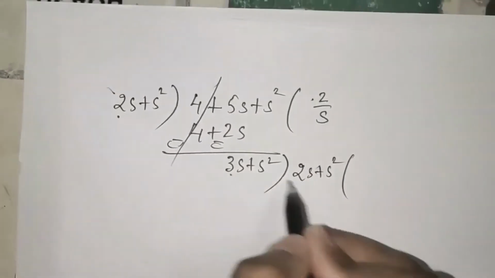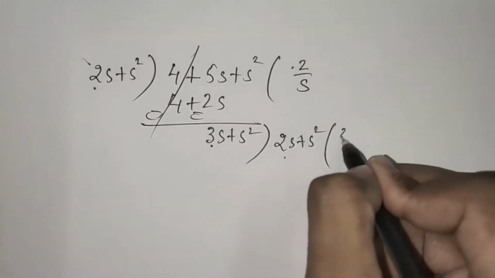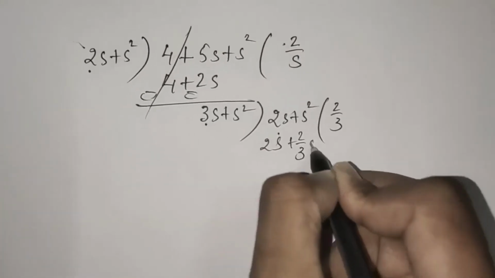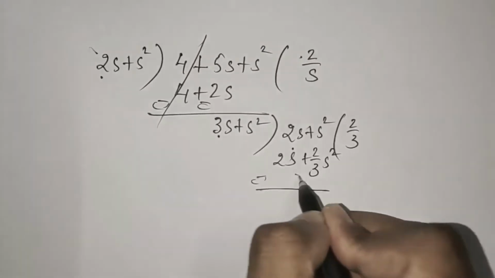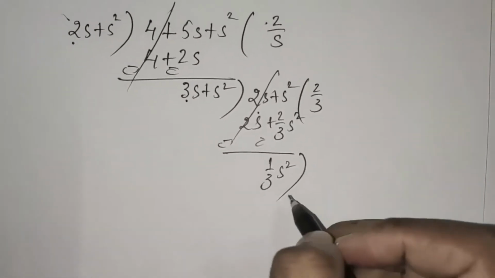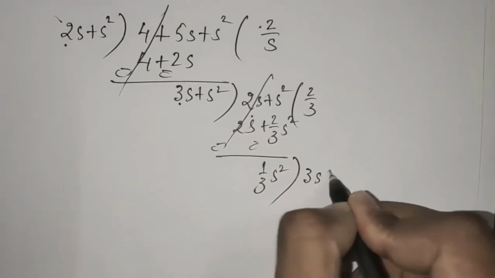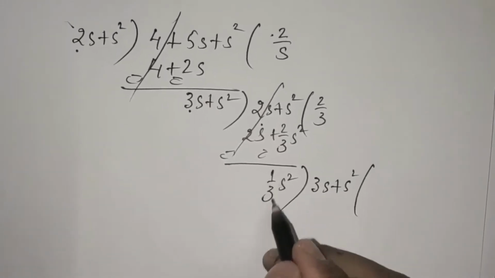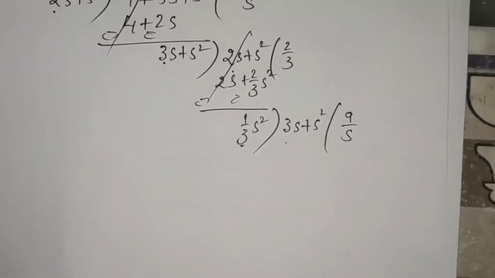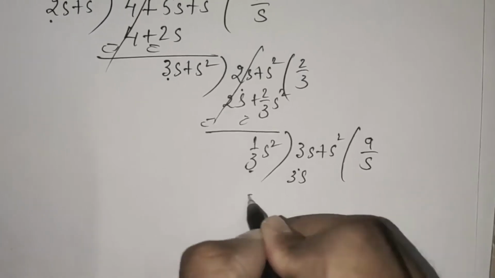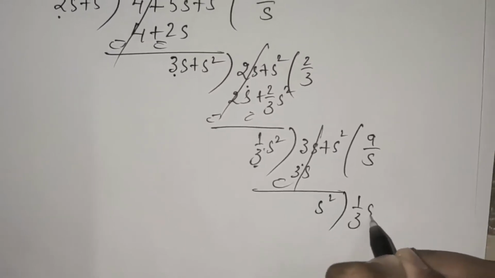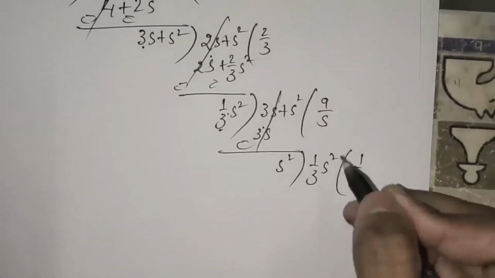Here I have 3s, I must get here 2s, so I'll multiply by 2 by 3. I'll get 2s here, I'll get 2 by 3 s square here. And this becomes 1 by 3 s square. Since the remainder is positive, again this is carried forward here. Here I have s square by 3, here I want 3s, so I'll multiply by 9 by s. This I'll get 3s square. So this is again carried forward here. I'll multiply by 1 by 3.